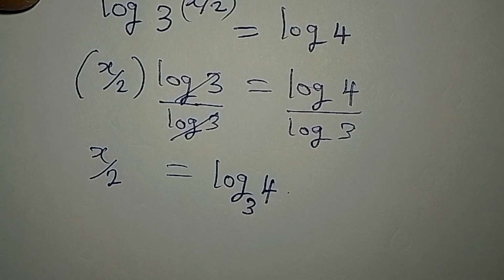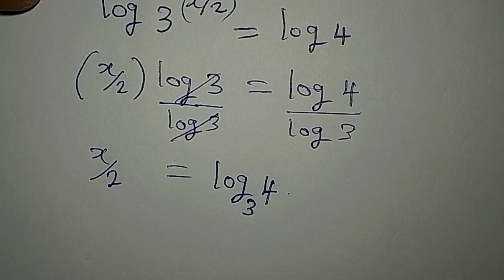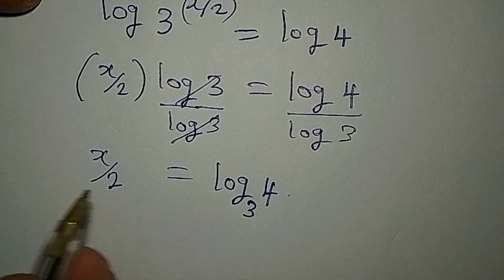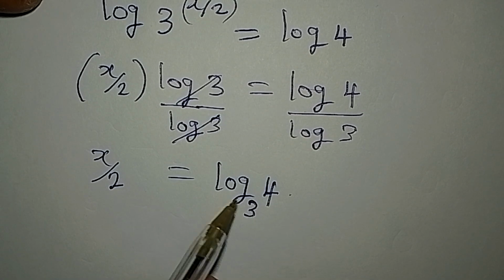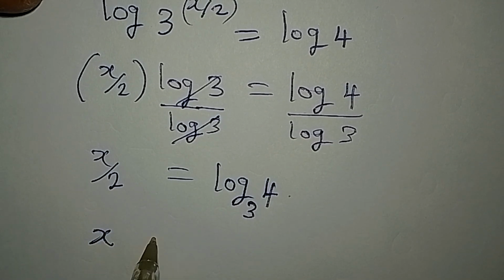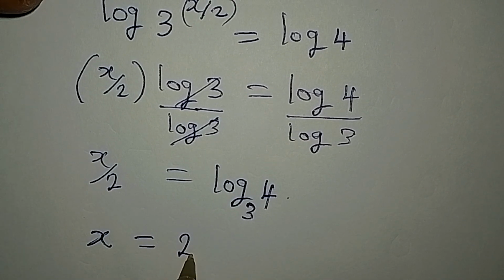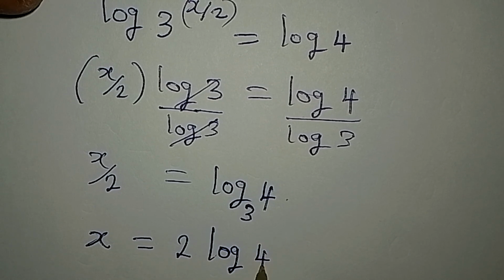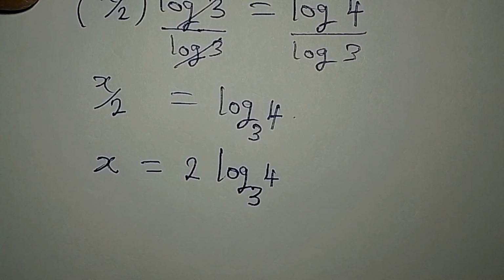So from here, what can we do? Since we are looking for the value of x, we can just cross multiply so that 2 will multiply this. So we'll now have x to be equal to 2 times log 4 to base 3. Okay, so this becomes the value of x.